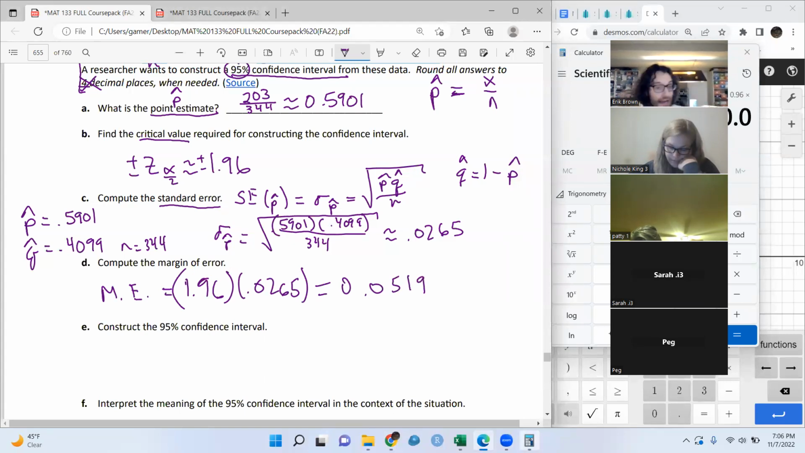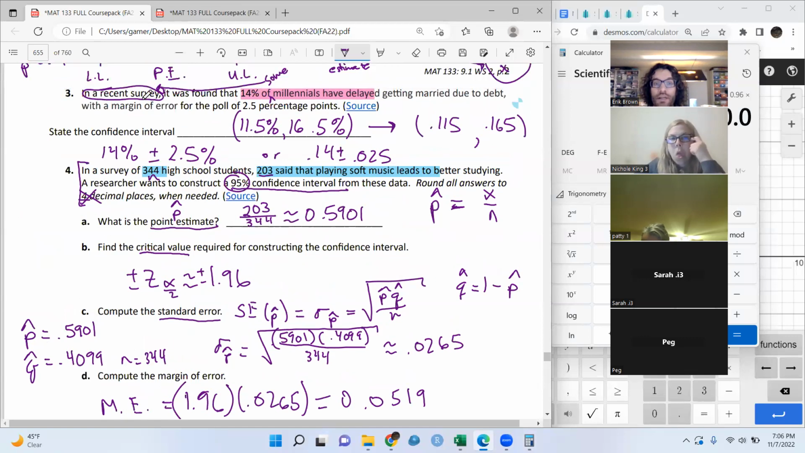Perfect. Were you able to construct the 95% confidence interval using the margin of error and the point estimate? In other words, were you able to repeat what you did up here?